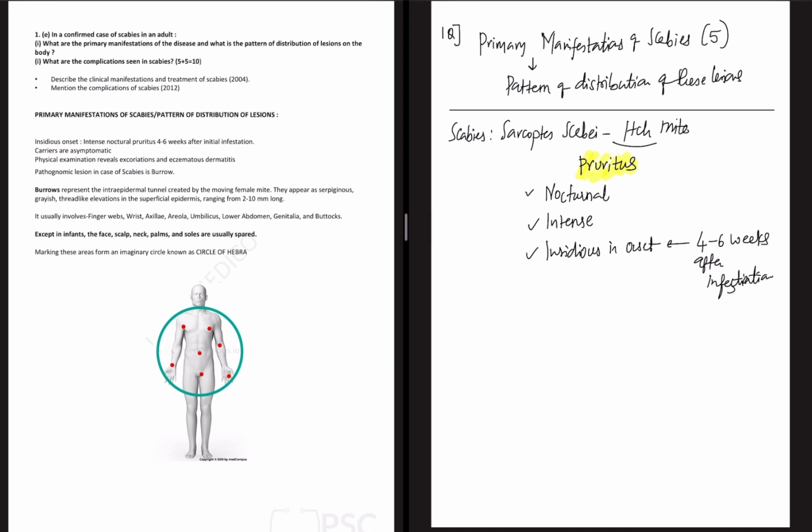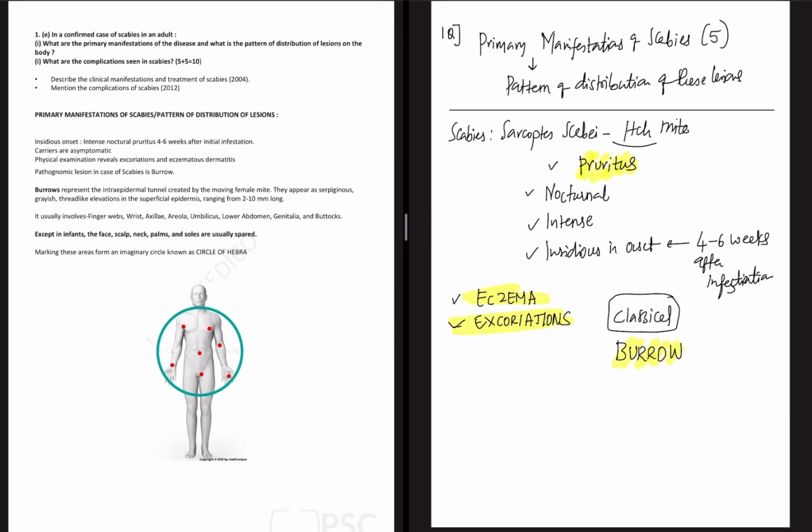Now parallelly along with the pruritus, if the patient starts itching, he will also develop eczema and excoriations. Whenever there is itching, there will be eczema and excoriations. We all know this. Now these are the symptoms with which the patient presents. The classical lesion you see in case of scabies is a burrow. Your answer is incomplete without mentioning what a burrow is.